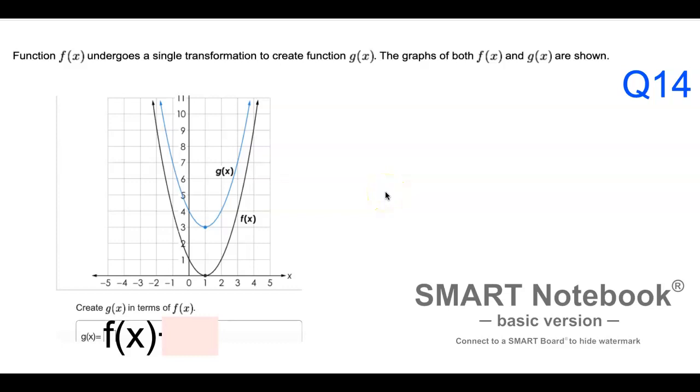Function f of x undergoes a single transformation to create function g of x. The graphs of both f of x and g of x are shown. Create g of x in terms of f of x.